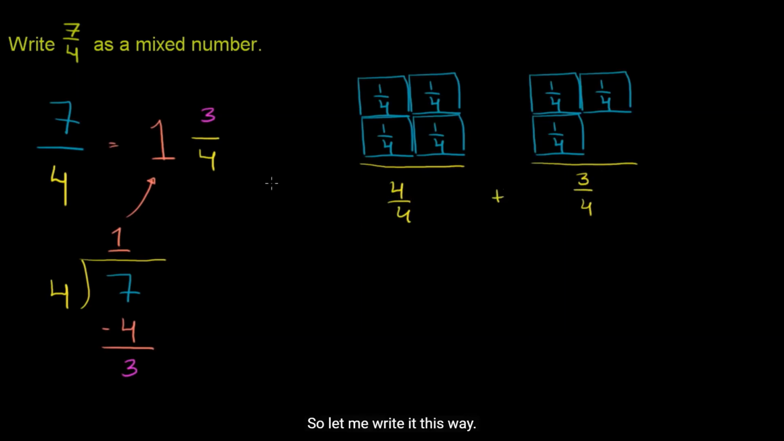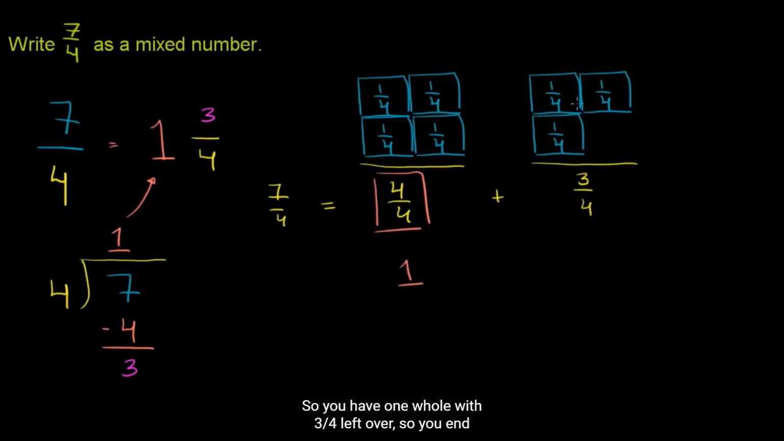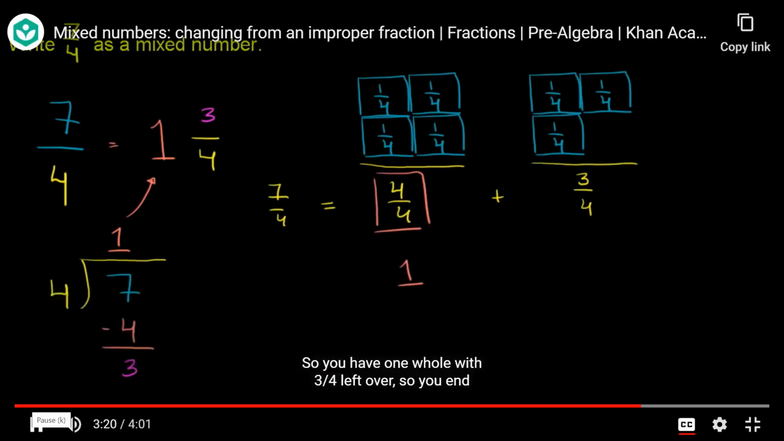So let me write it this way. 7/4 is 4/4 with 3/4 left over. Now, what is 4/4? 4/4 is one whole. So you have one whole with 3/4 left over. So you end up with 1 and 3/4. So that is the 3/4 part, and that is your one whole.